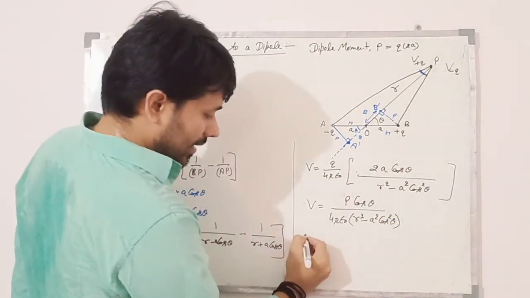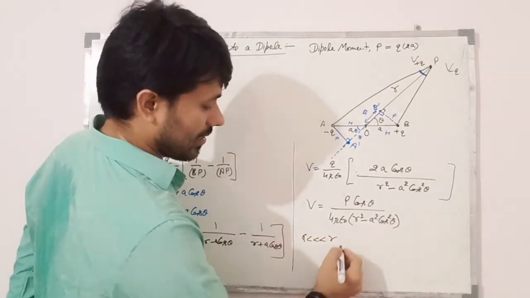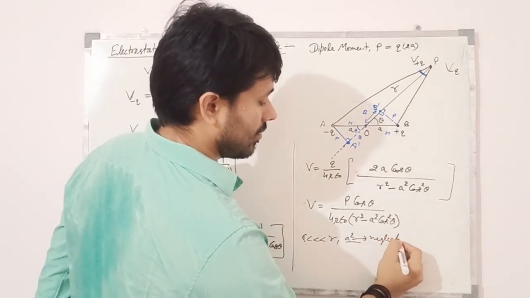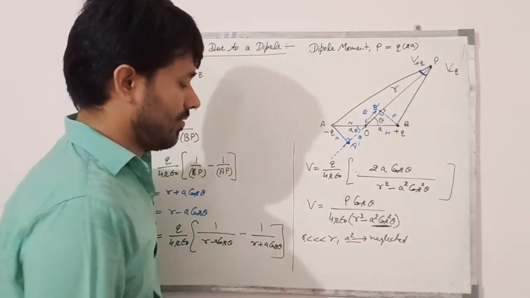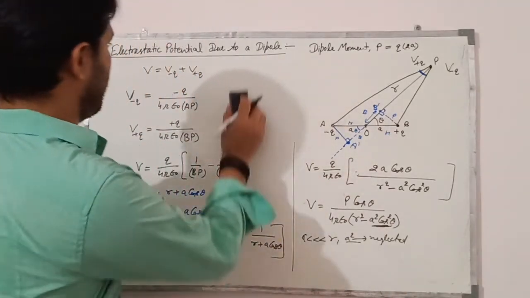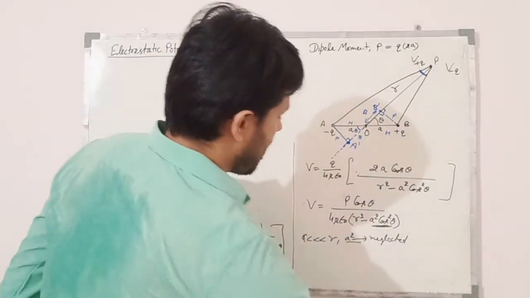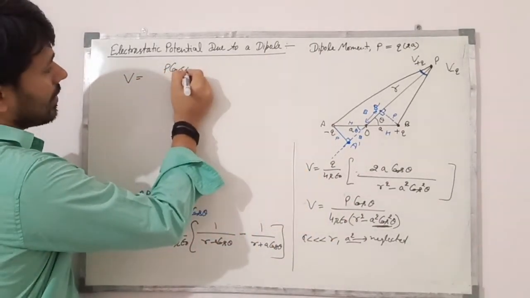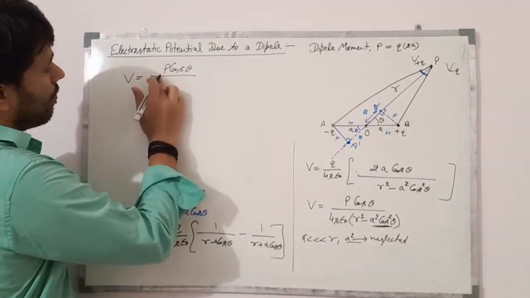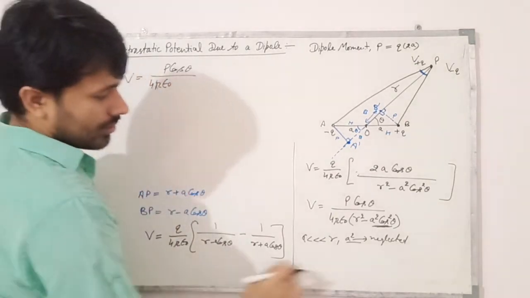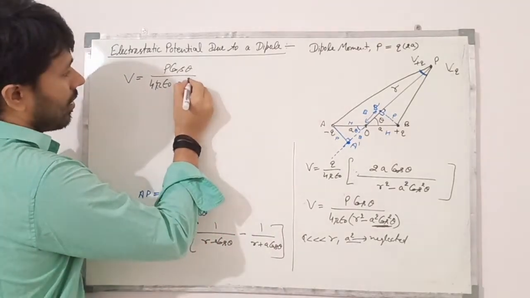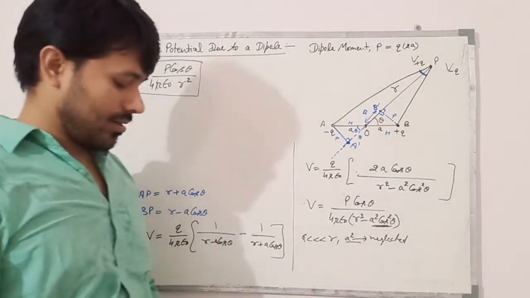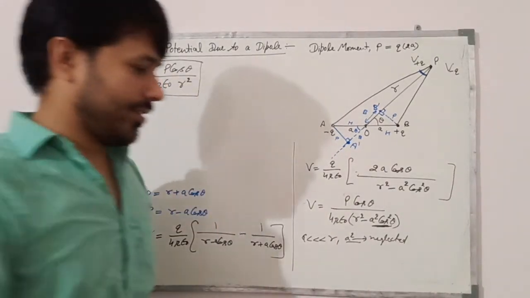And as we know that if A is very, very less than R, then the A square term can be neglected. So this term can be neglected. What do we have? Finally we have the potential V is equal to P cos theta upon 4 pi epsilon naught, and this is neglected, so R square. This is our potential due to a dipole at a general point, right?